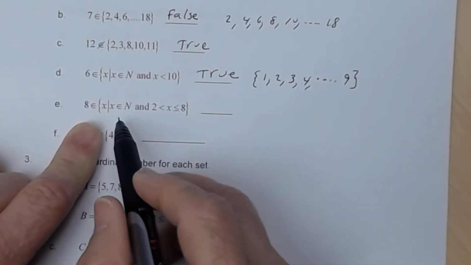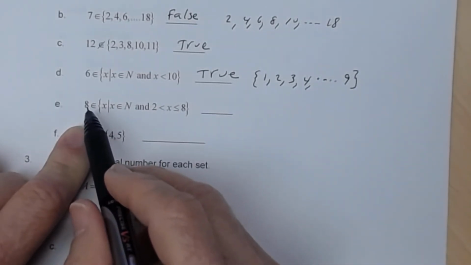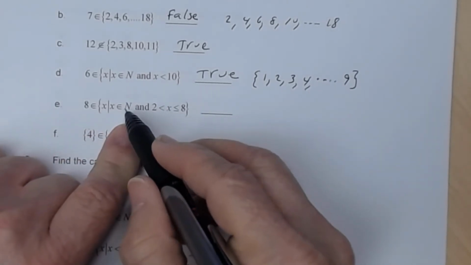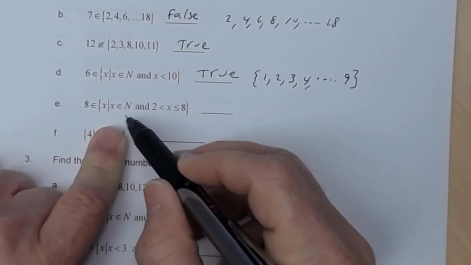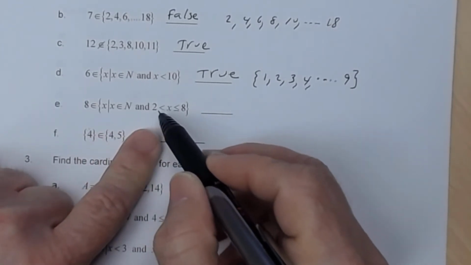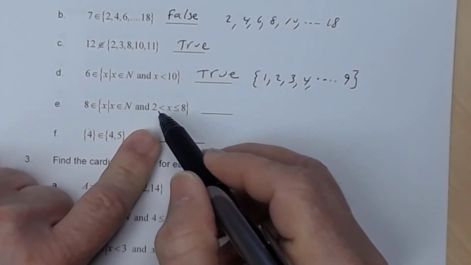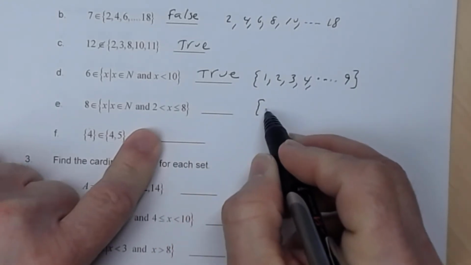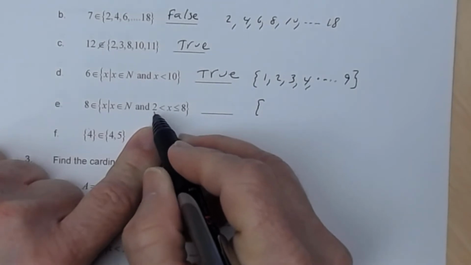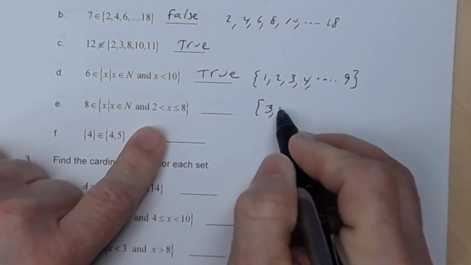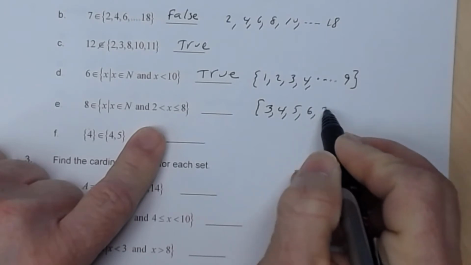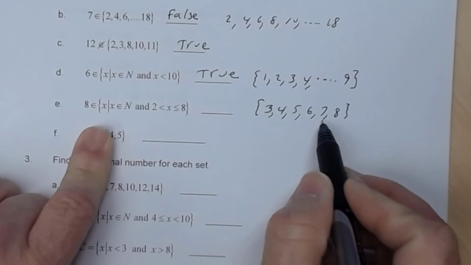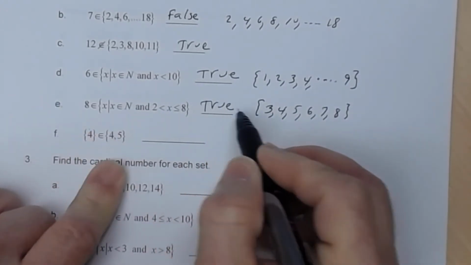Okay, this one, same idea. You're asked, is 8 an element of this set? Well, we have the set builder notation, so you're told that x is a natural number and that x must be between 2 and 8. Notice that there's no equal sign at 2, but there is an equal sign at 8. So what that means is this. The next natural number above 2 is 3, so you're going to say 3, 4, 5, 6, 7, 8. And so is 8 an element of this? The answer is yes. That's a true statement.